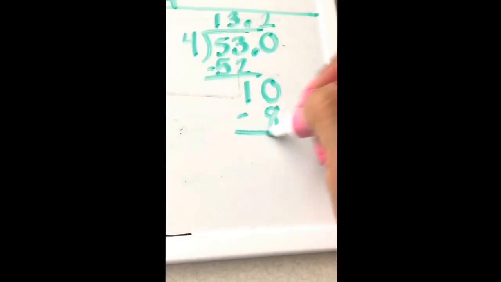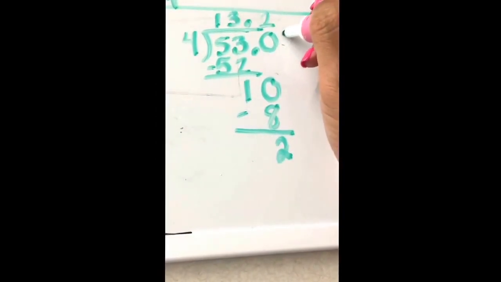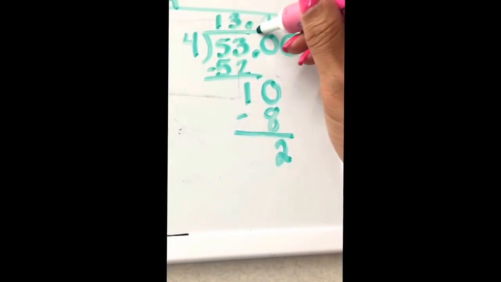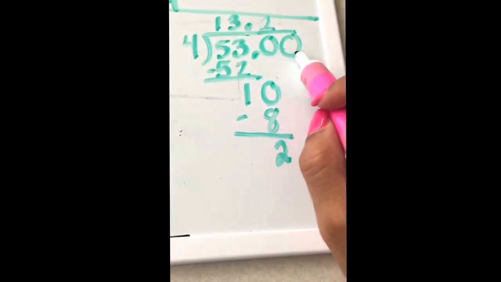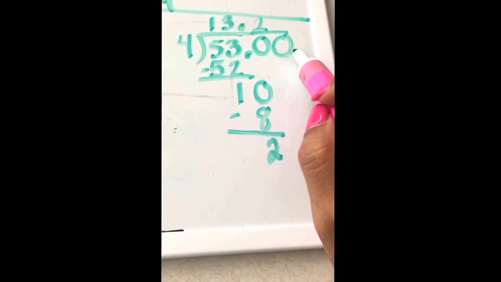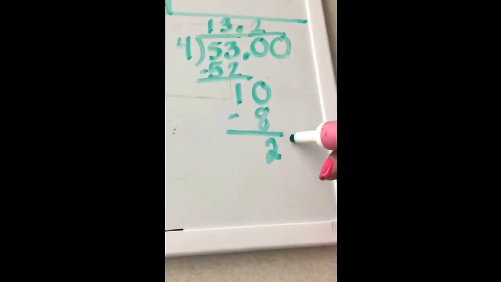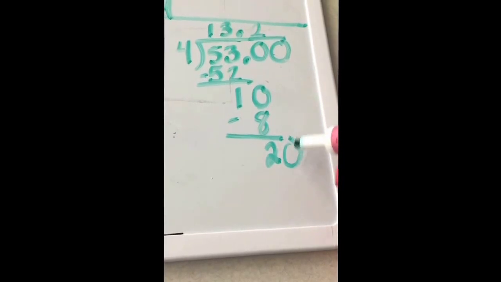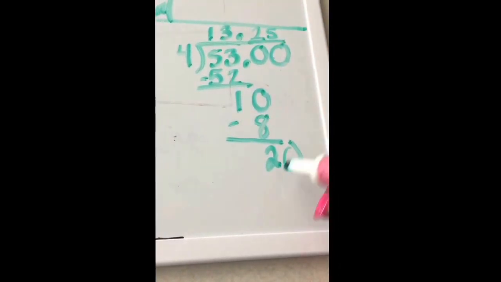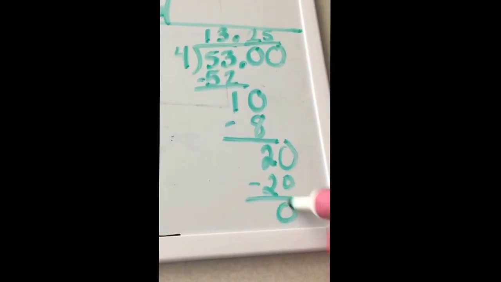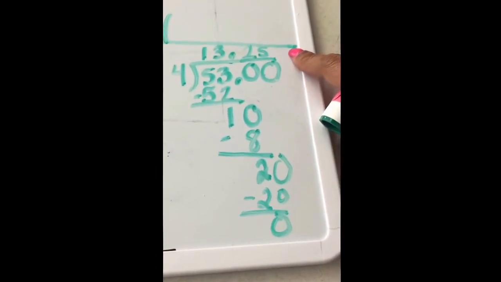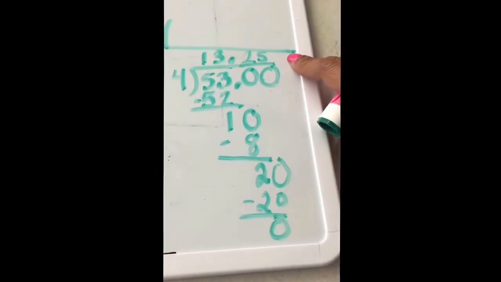2 times 4 is 8. I get 2, and I can add another 0 here. That's what I love about this. As many zeros as I add, it still becomes 53. It doesn't matter. I can have a million zeros, but because of that decimal, it's still 53. But now I have another 0 I can place down, and 4 goes into 20 5 times. So my decimal becomes 13 and 25 hundredths.